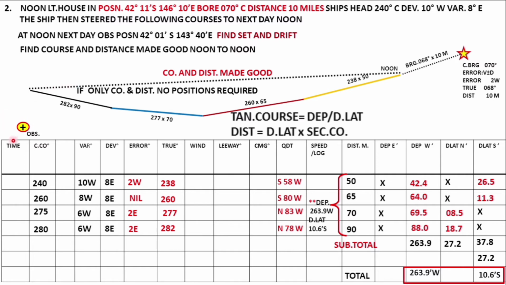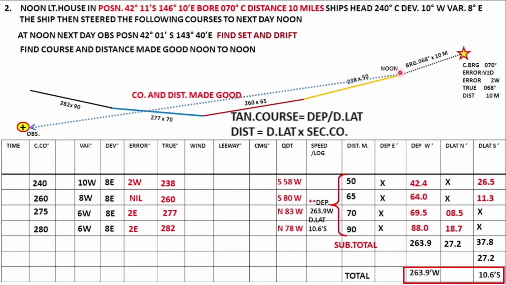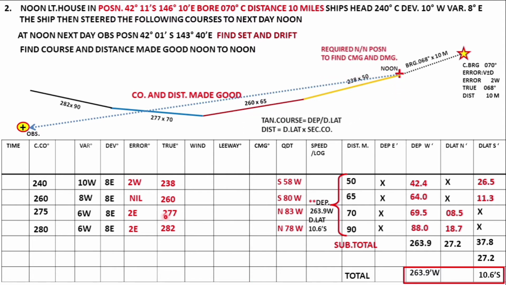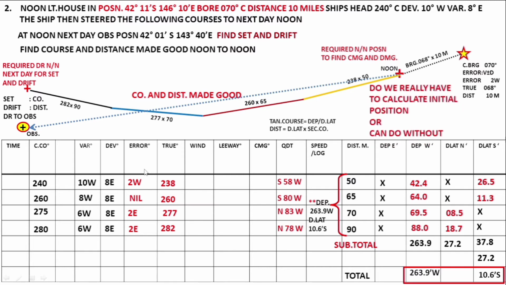So assuming that this is your observed position, now your course made good would be from known to known. So now to find out this course and distance, I would be required to calculate the initial position. And to find out my set and drift, I would require the DR next known. So like I have written down here, do you really require to calculate this? Well, we can do without it, and that's what I'm going to show. And I will leave it to your judgment which way you want to do it.